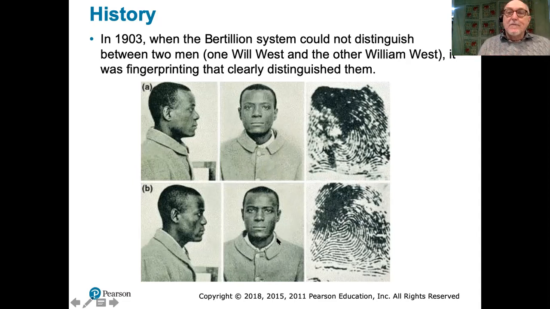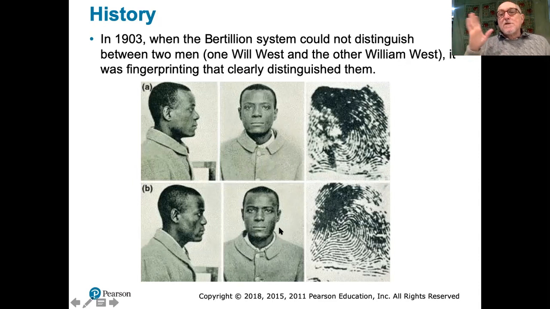identical twins. And this points to something else that's important. Even identical twins do not have identical fingerprints, for reasons I'll tell you in a minute. But even identical twins can be distinguished one from the other by their fingerprints, as they were in this case.